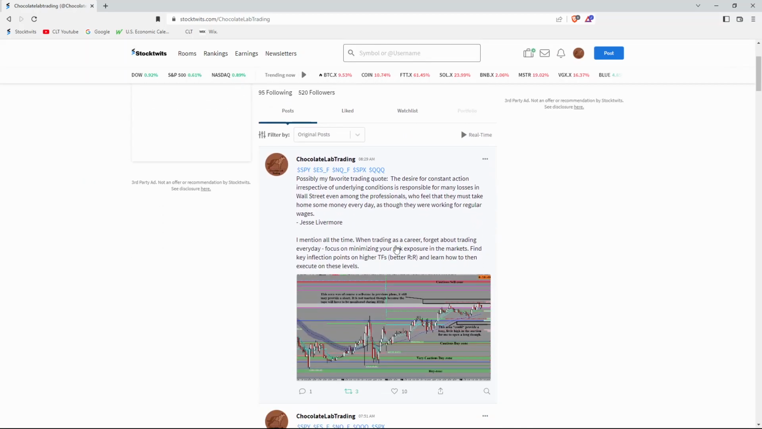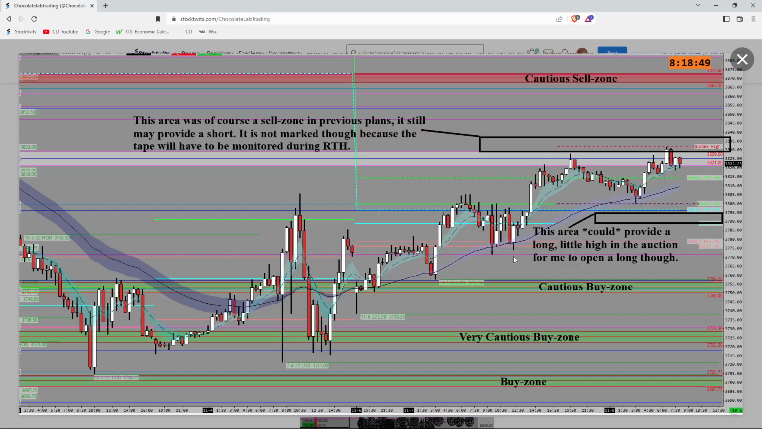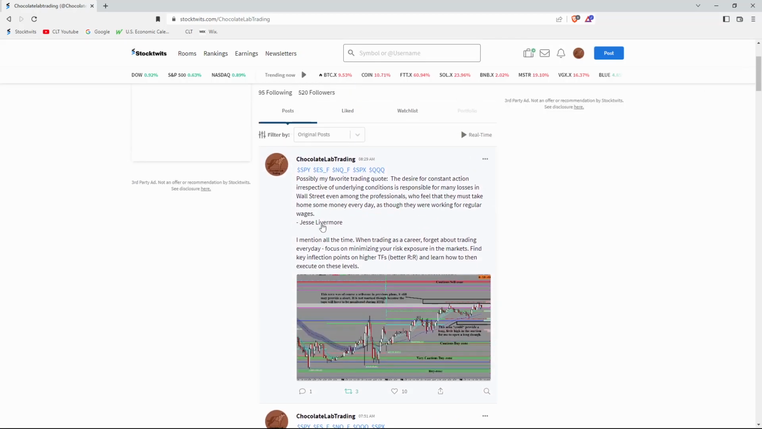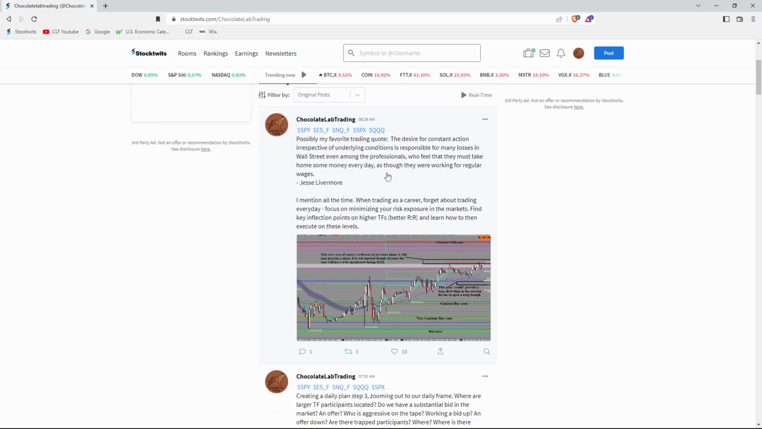Oh, I also wanted to talk about this quote. So again, I was very cautious that we would have a trend day today, so I included this quote with today's daily plan. And I said it's possibly my favorite trading quote from Jesse Livermore. The desire for constant action, irrespective of underlying conditions, is responsible for many losses in Wall Street, even among the professionals who feel they must take home some money every day as though they were working regular wages. This is something I talk about all the time in the room.